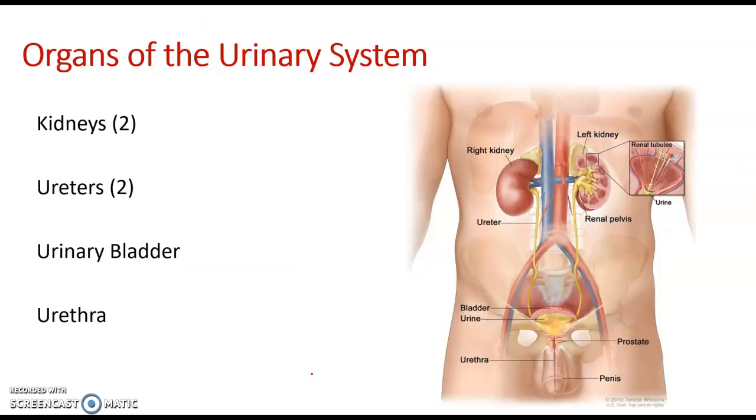Speaking of the kidneys, let's look at some of the pieces that make up the urinary system, that do all of those functions. The kidneys are really the workhorses of the urinary system. This is where the blood is filtered and all of those nitrogenous waste products and excess ions are removed.